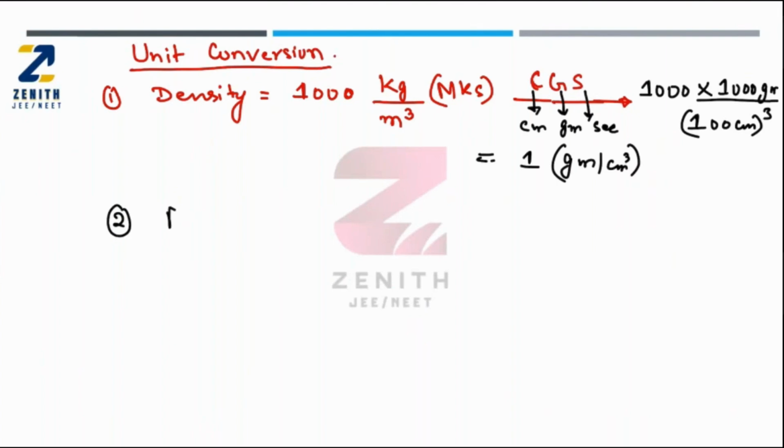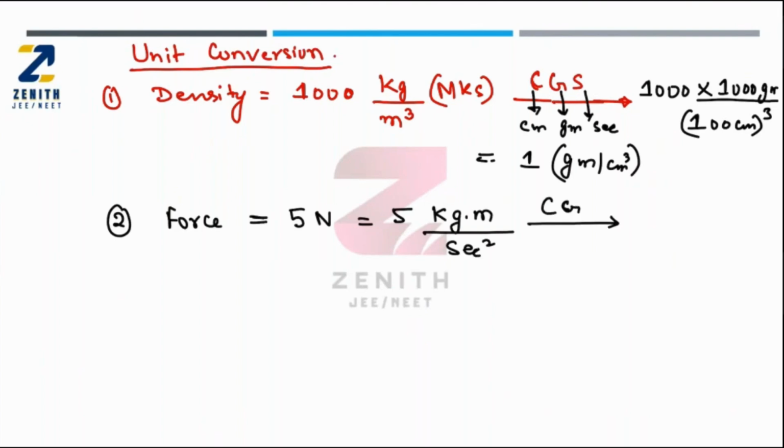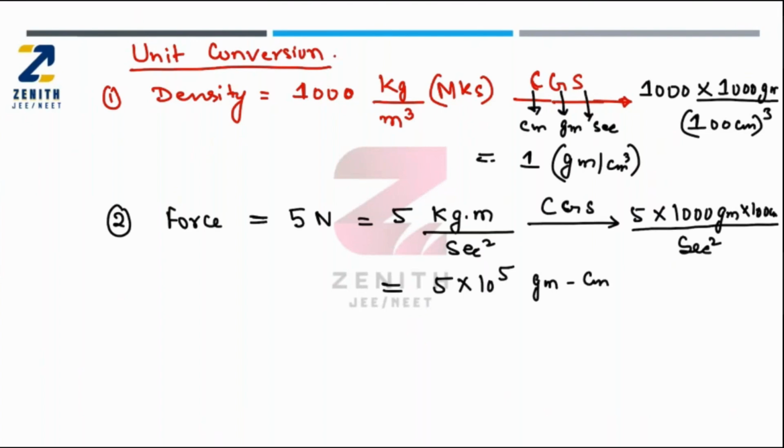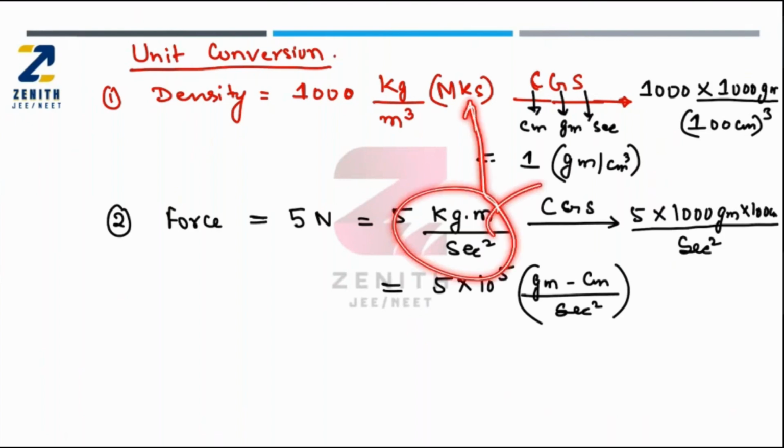Similarly, second example, force. Let us suppose the force applied is 5 Newton, and you know that Newton can be written as kg meter per second square. So what will it be in CGS? 5 kg will be 1000 gram, meter is 100 centimeter, and second square. That means 5 into 10 to the power of 5 gram centimeter divided by second square. Okay, so 5 kg meter per second square is in the MKS system. If you want to convert into CGS, it will be gram centimeter per second square.